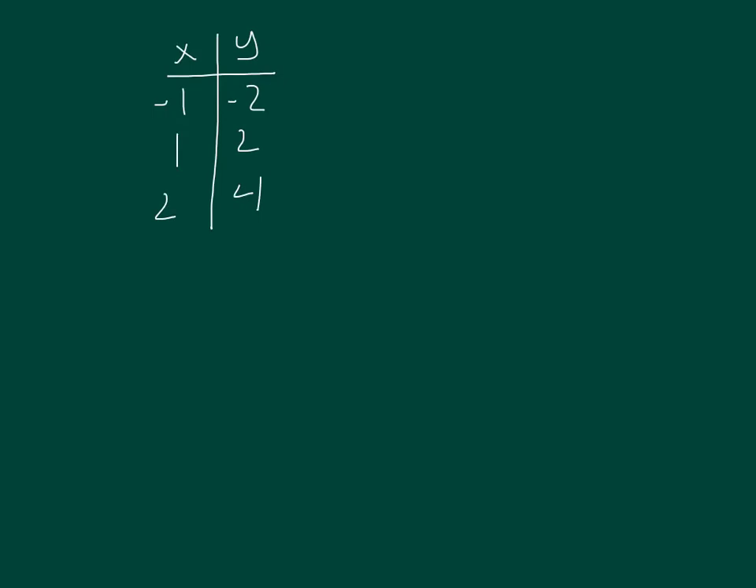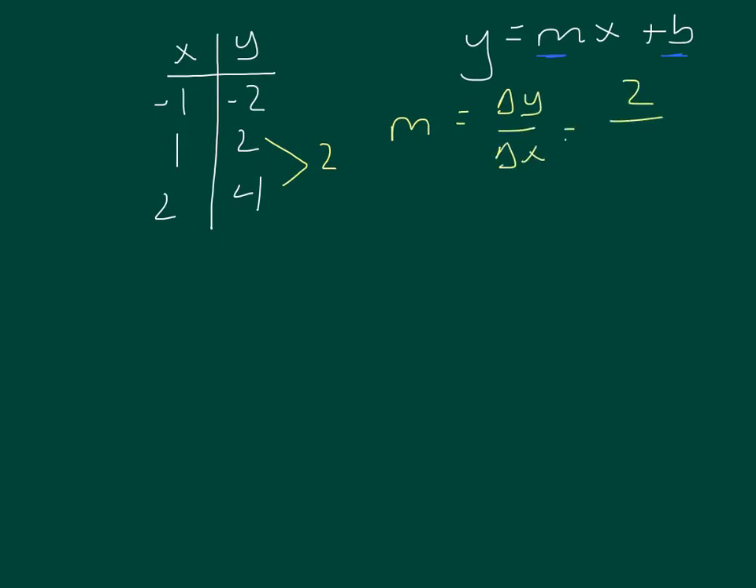So I can still find the slope, right? I want to try to find the equation. So I'm looking for the slope and the y-intercept. So how would I find that? Well, let's find the slope first, m. So I know that 2 to 4 is 2. That's my delta y. So my delta y is 2. My delta x, 1 to 2, is 1. Right? So 2 over 1, that simplifies to 2.